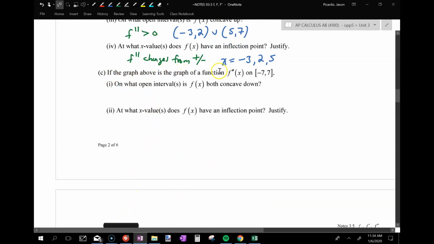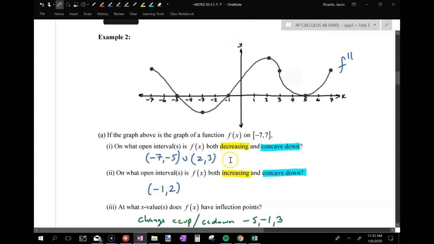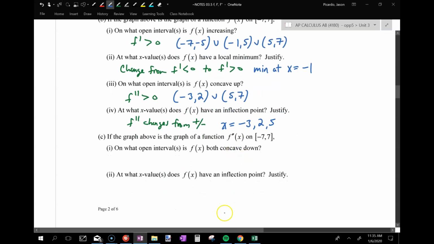If the graph above is the second derivative. Okay, so we got to get rid of all this. And it's now the second derivative. If the graph above is the second derivative, on what interval is, get rid of that word both. I don't know why it says both. On what interval is the graph concave down?